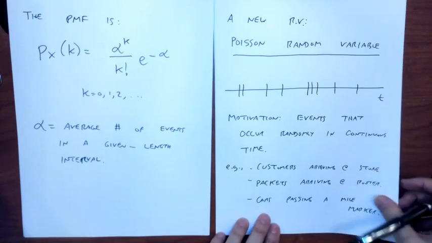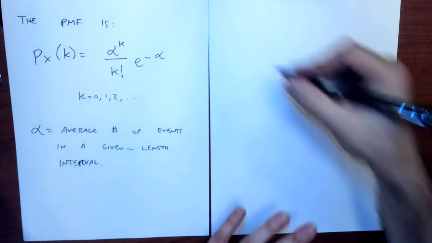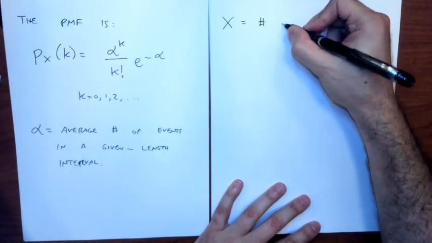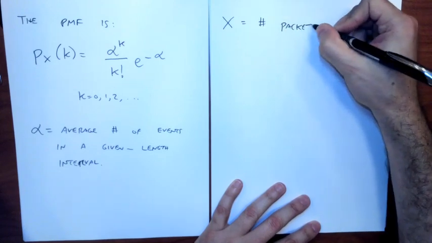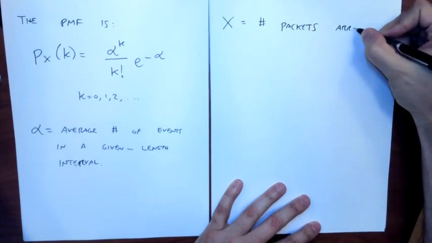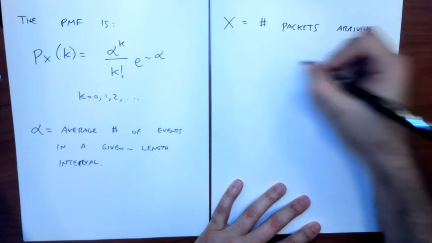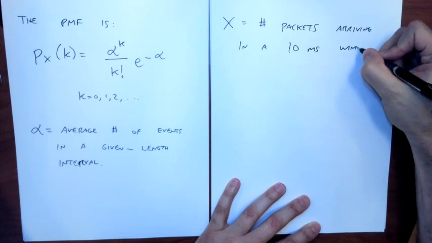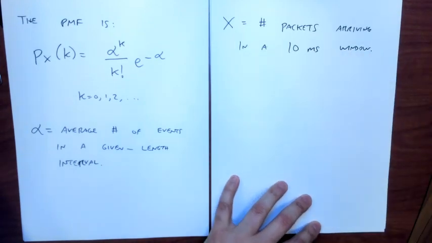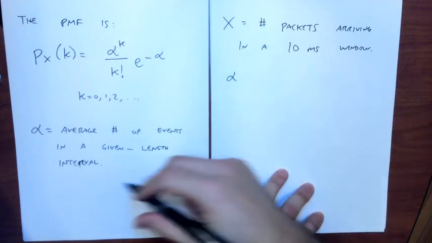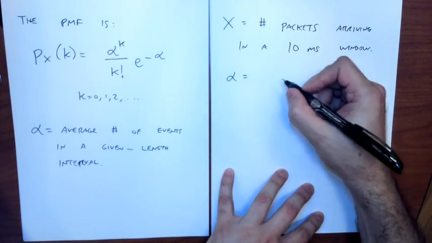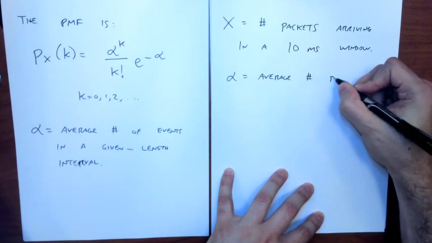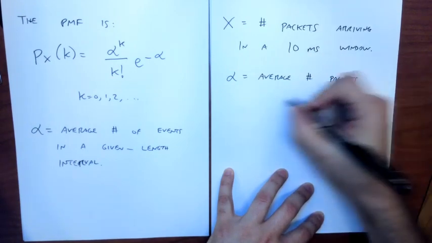Right, so let's do the packet kind of example. Let's suppose that x is the random variable that is equal to the number of packets arriving in a 10 millisecond window. Okay, so alpha, which is this parameter, is basically the average number of packets expected in this window.